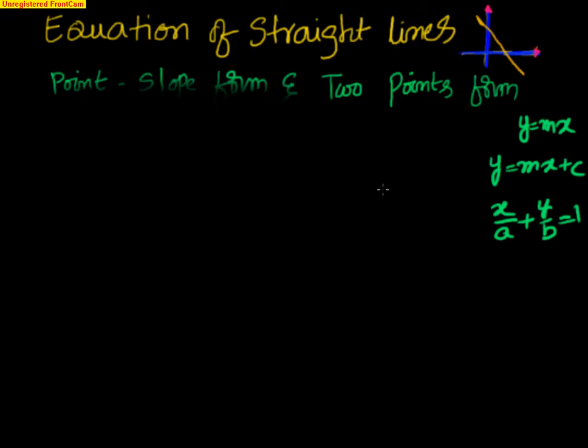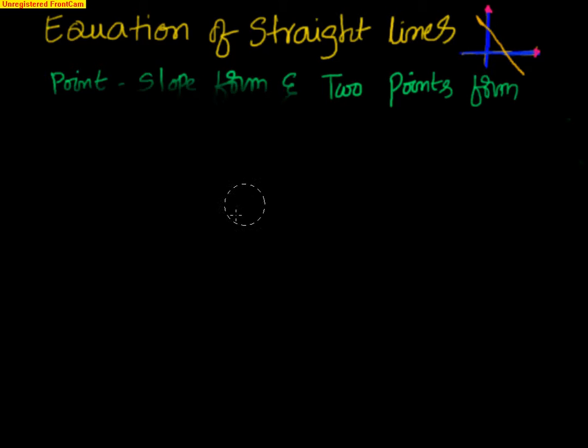So in this video we will see two more forms of equations of straight lines, that's point slope form and two points form. So first let's start with point slope form. So let's say these are the coordinate axes. This is a straight line.